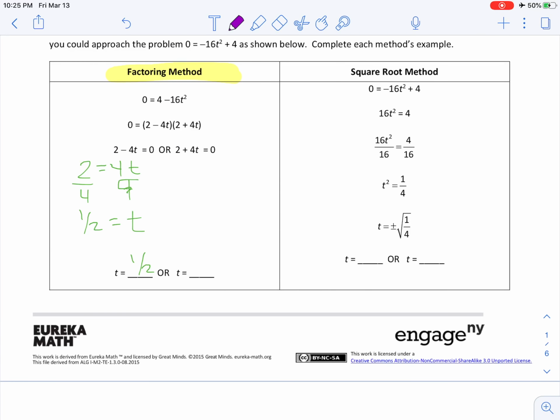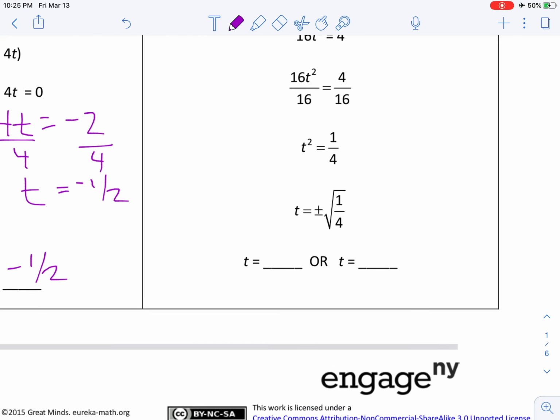Then I take this one. I'm going to subtract 2 to the other side. Why? Because I wanted to. Divide by 4, and I get t equals negative 1/2. So the 2 answers I get from that are 1/2 and negative 1/2.